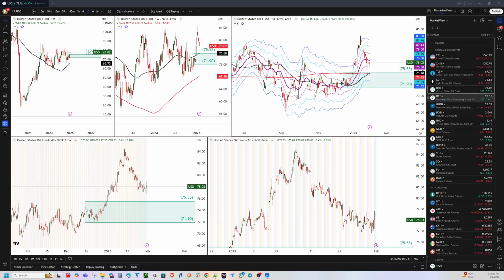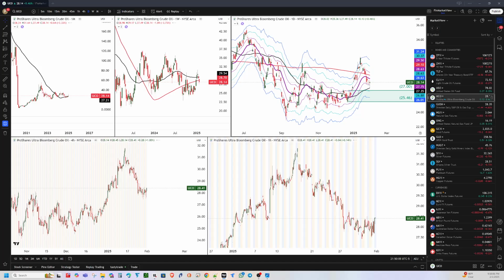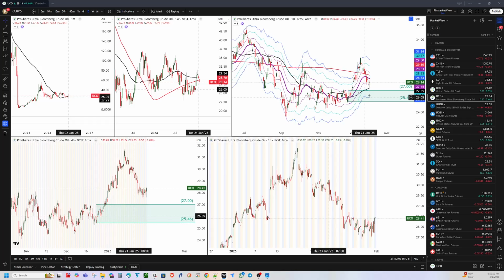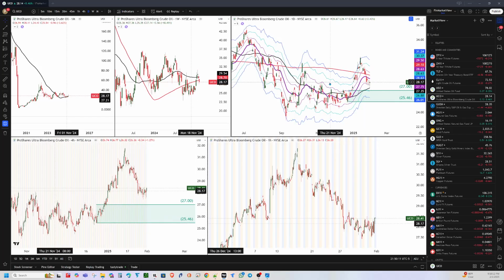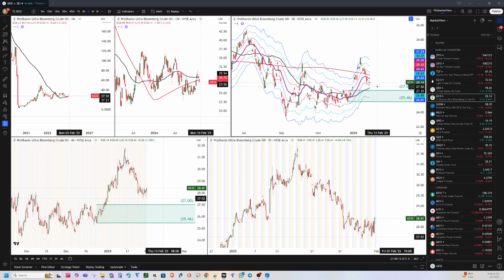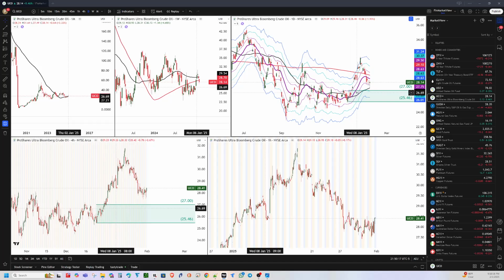And the ultra, which is UCO, same thing. It correlates with the crude oil futures, which is the 27 level. Right now it is 28. If you want, you can buy right now, but 27 is ideal to enter on UCO.